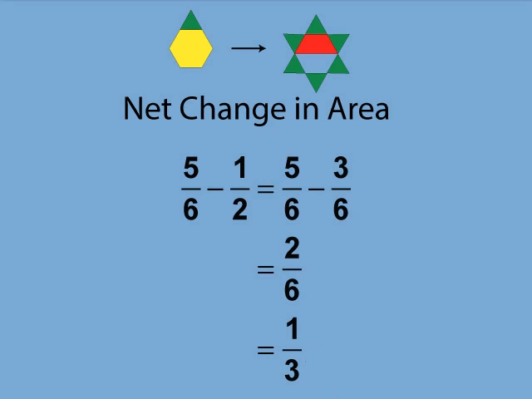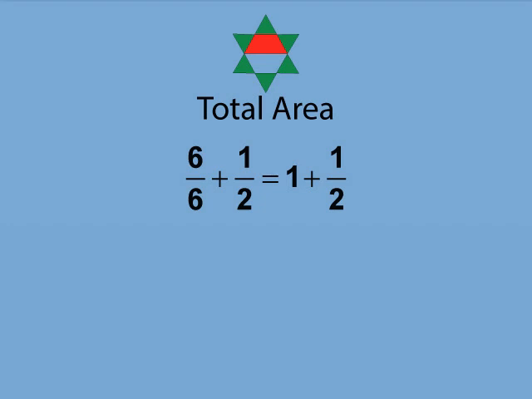Now we need to calculate the total area of the new figure, which means adding these two fractions. The 6/6 are equal to 1, and the result is 1 and 1/2.